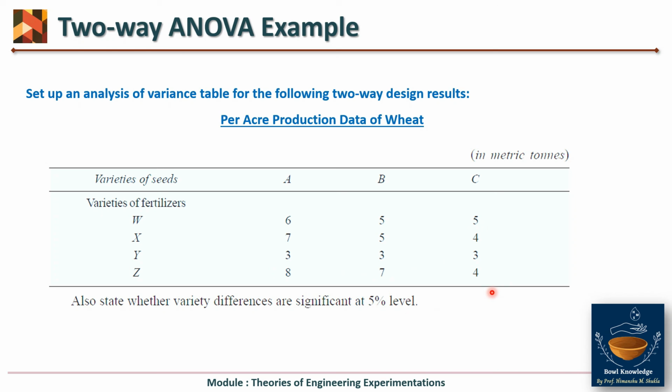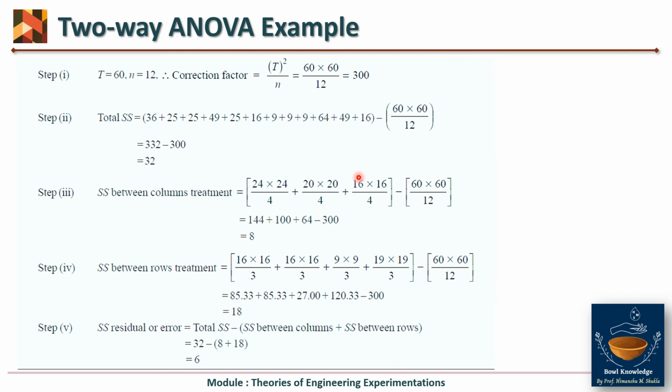These are column totals. So column total का square divided by number of articles in that column. तो column में कितने reading है, 4. So 24 square by 4, 20 square by 4 and 16 square by 4. In this way you will get SS between columns, and again you have to subtract the correction factor. So it is 144 plus 100 plus 64 minus 300. Between columns comes out to be 8.